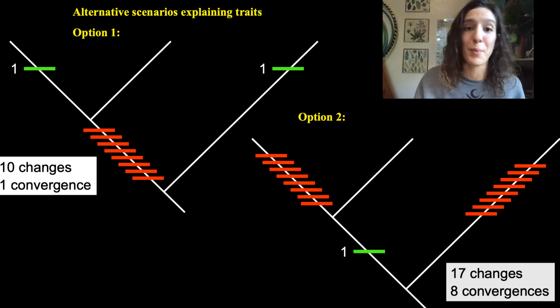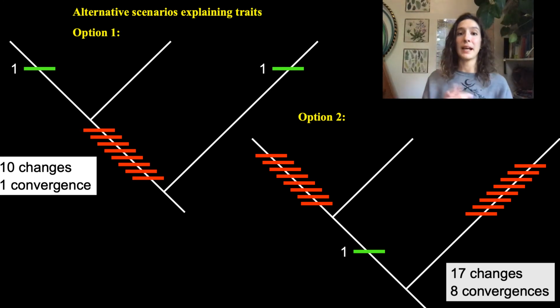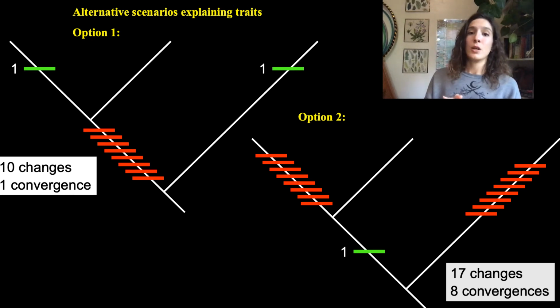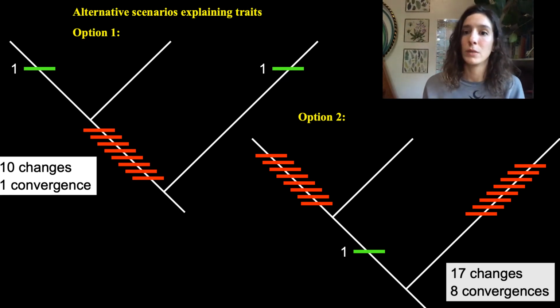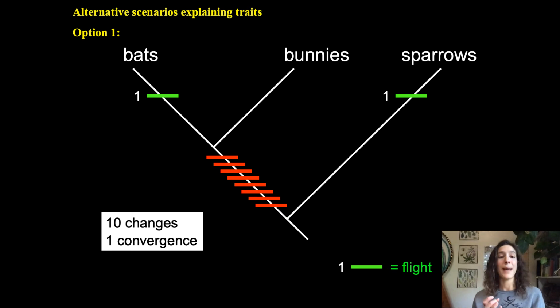So consider this simple example here. Here are two competing hypotheses showing two different patterns of relationships between the same set of three taxa. Notice that in one, there are many, many more changes overall, and in the other, far fewer changes. Well, let's see this classic example of parsimony analysis using a well-known set of organisms. We've got bats and bunnies and sparrows. Actually, now the truth is that you could replace bunnies with really any mammal here.